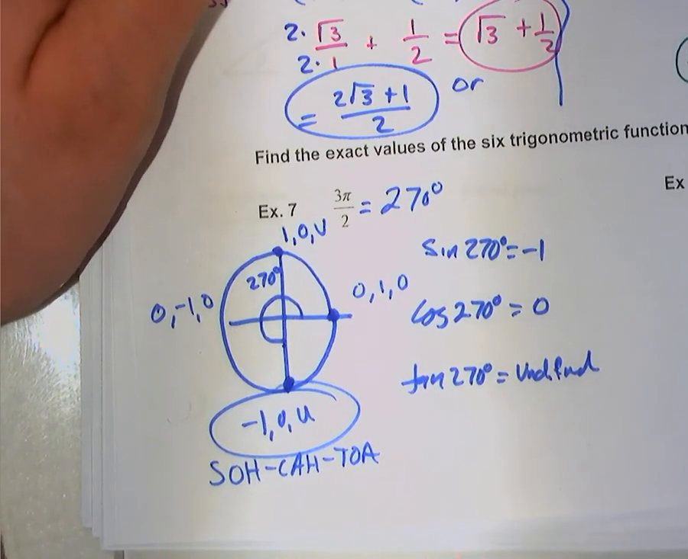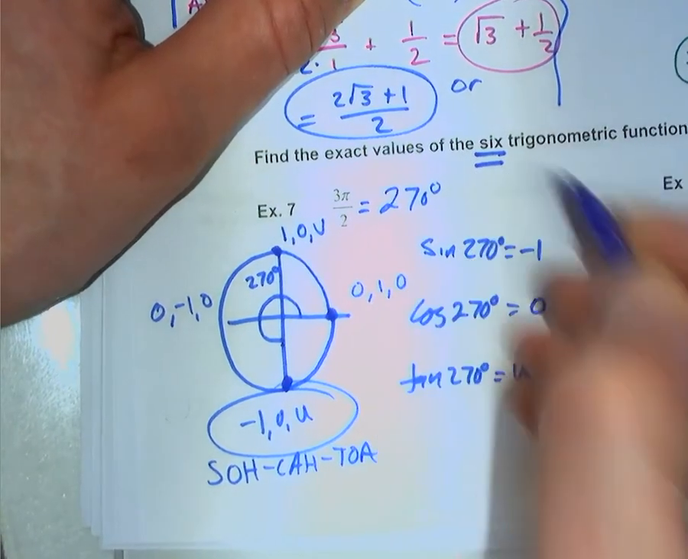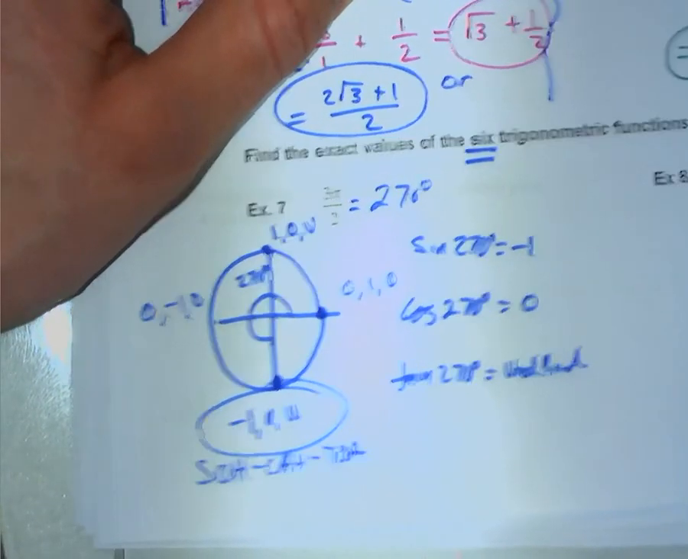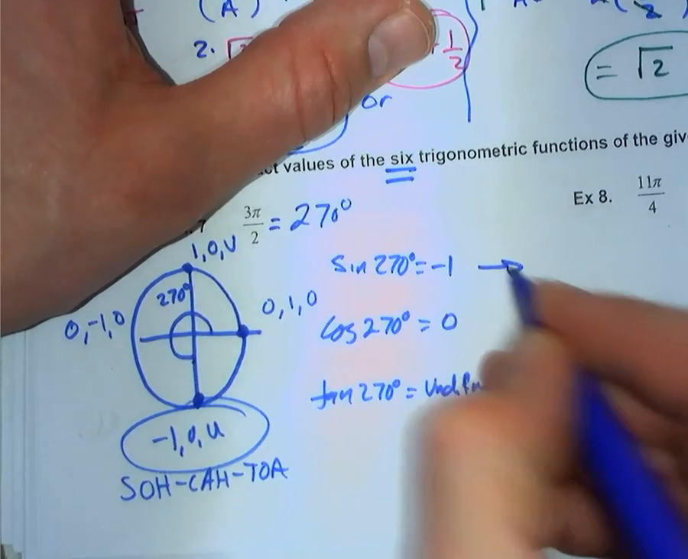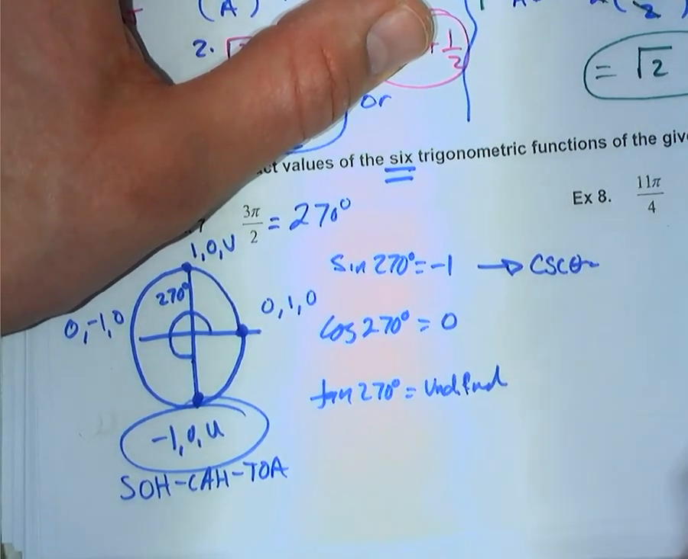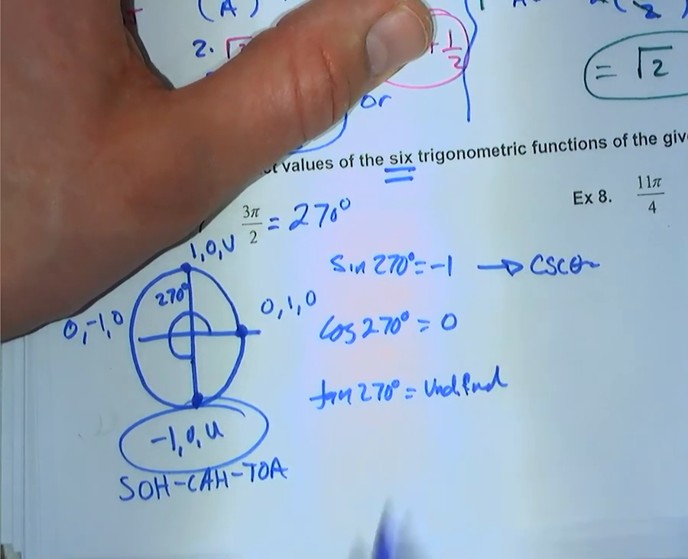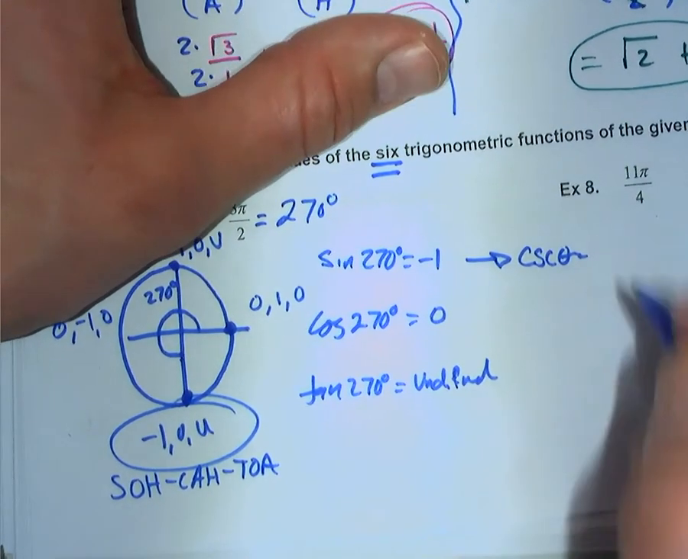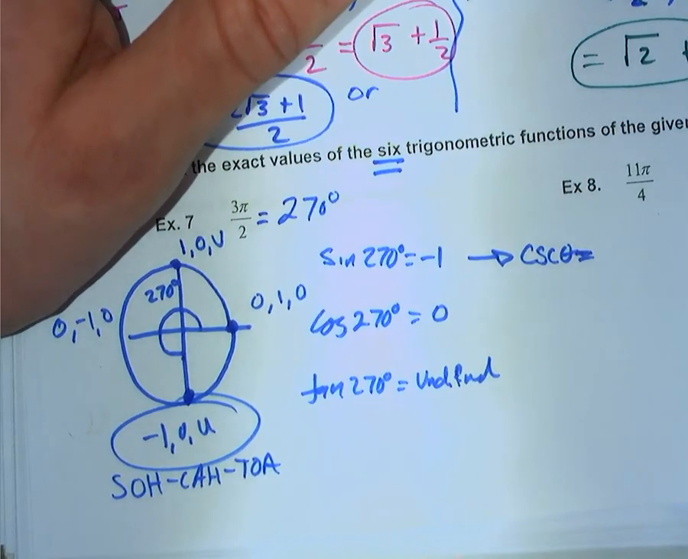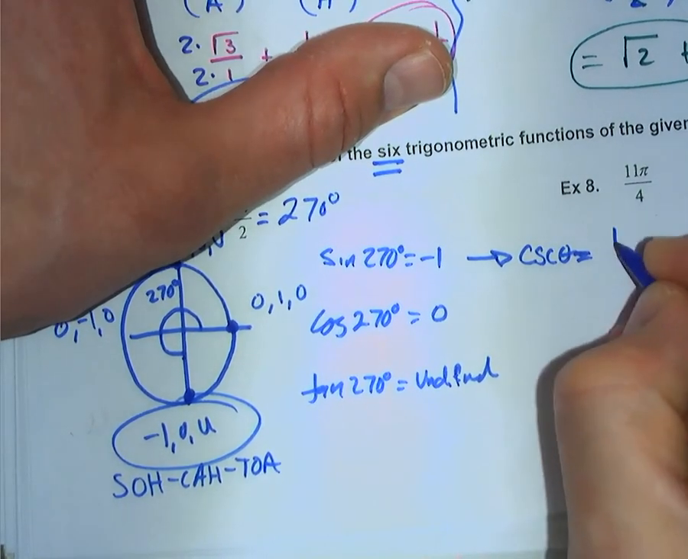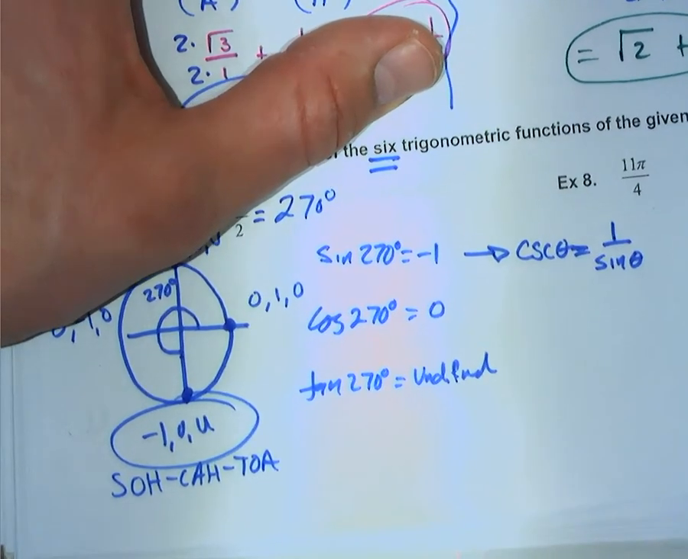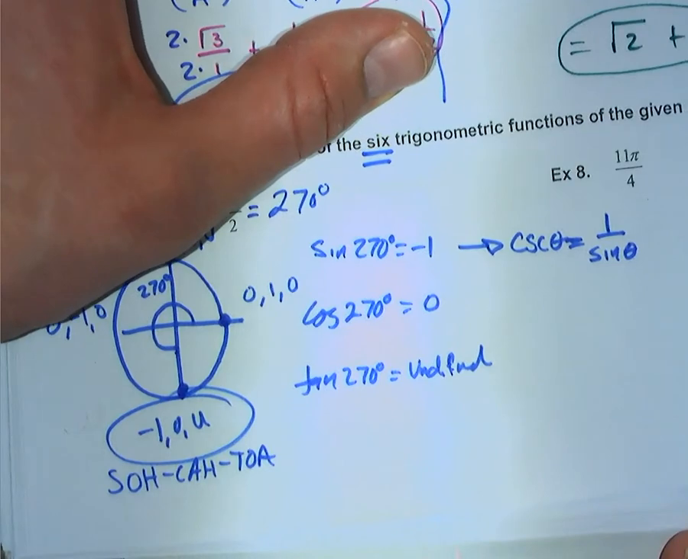Okay. Now they also want this, all 6 of them. So we got sine, cosine, tangent. Now we need the buddies. Okay. First off, sine. Who's sine's buddy? Cosecant. Remember, buddies don't start with the same letter, so it's not S and S, it's S and C. Now, the reason why they're buddies is because they're inverses of each other. They're reciprocals. So cosecant is 1 over sine. I'm going to use theta instead of 270. Same idea.